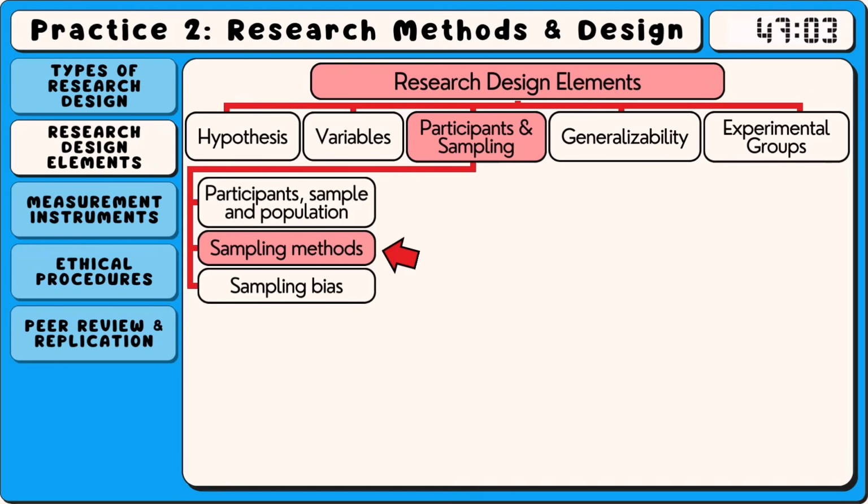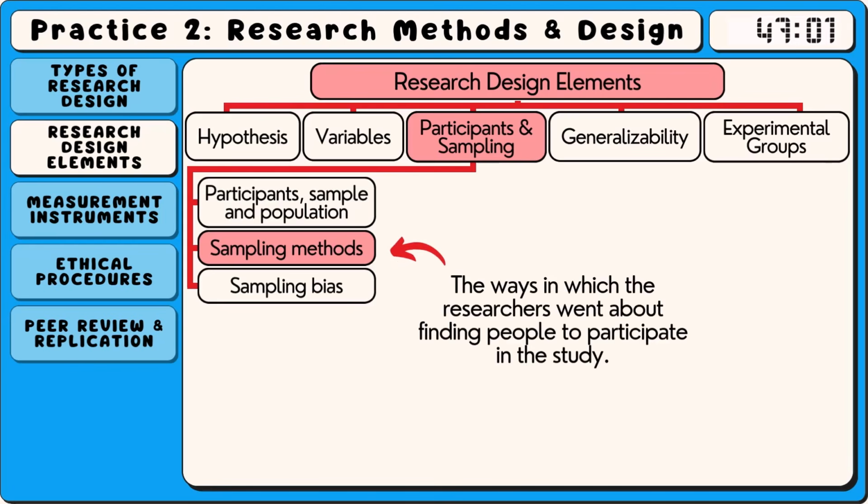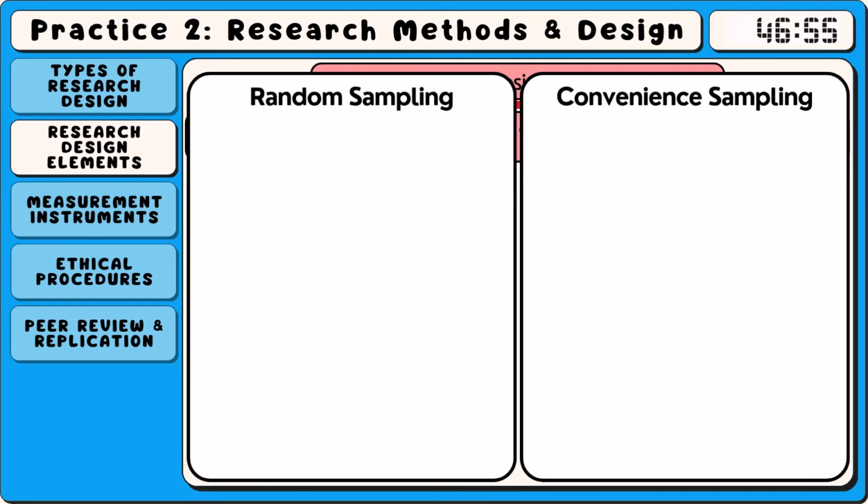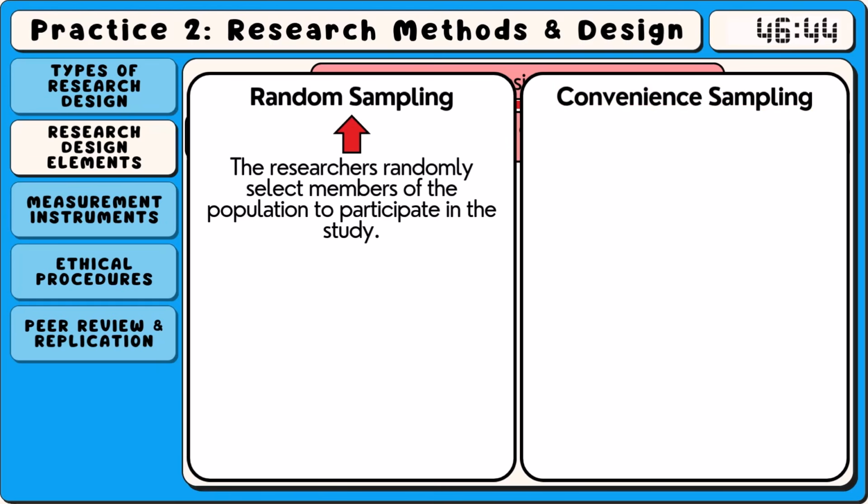Okay, now let's look at sampling methods. These are the ways in which the researchers went about finding people or animals to participate in the study. For AP Psychology, you need to know about two methods for finding research participants. These are random sampling and convenience sampling. Random sampling occurs when the researchers randomly select members of the population to participate in the study.